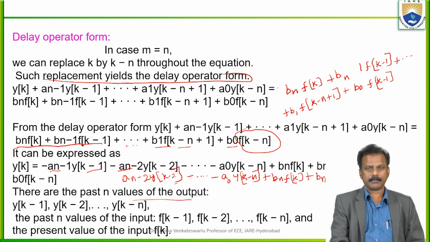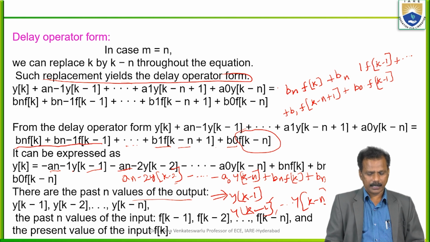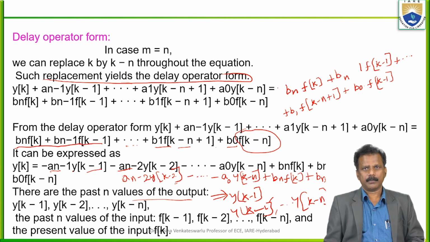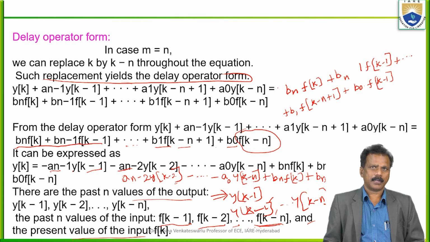Here there are the past n values of the output, that is y of k minus 1, y of k minus 2, and so on up to y of k minus n. And the past n values of the input are f of k minus 1, f of k minus 2, f of k minus 3, f of k minus 4, and so on up to f of k minus n, and the present value of the input f of k. So this delay operator form is the mathematical model applicable in the case where m is equal to n. If m is less than or equal to n, it is already decided that the system is causal.